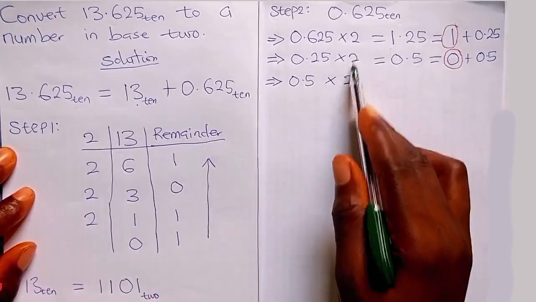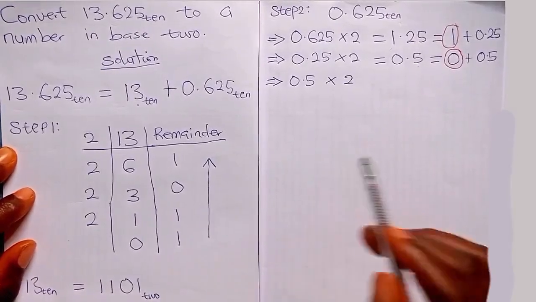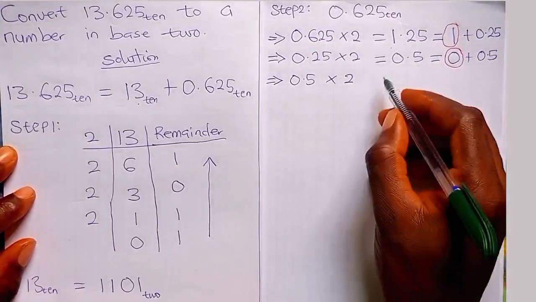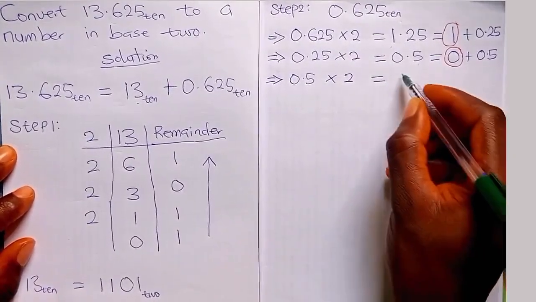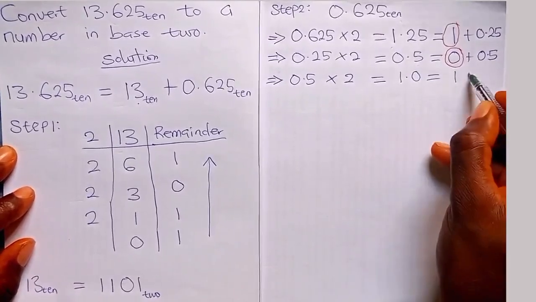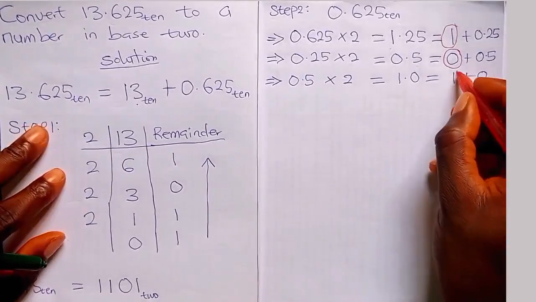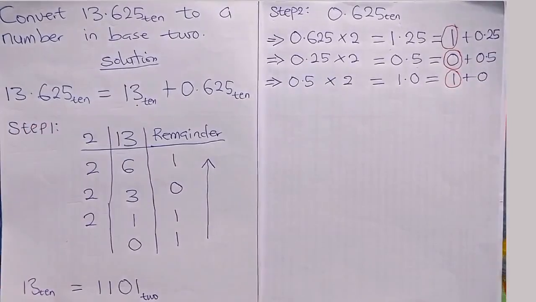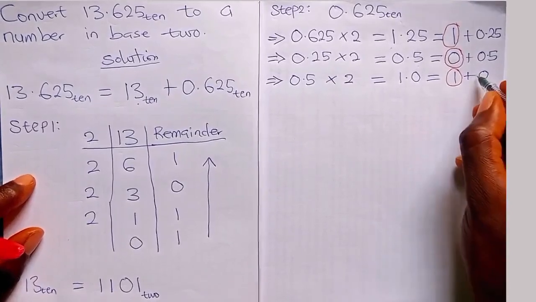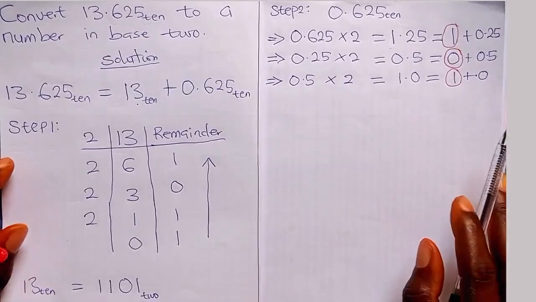Remember, we are multiplying by 2 all through because we are converting to base 2. If you were converting to base 4, you would be multiplying by 4 all through and repeating the same pattern. So this is equal to 1.0, which means 1 plus 0. So we take note of the 1. Since the decimal part is 0, or we can also say 0.0, it means the multiplication has come to an end.